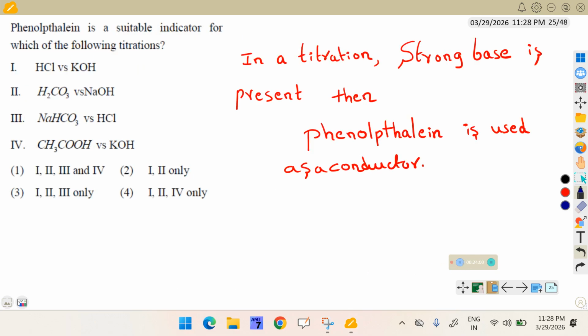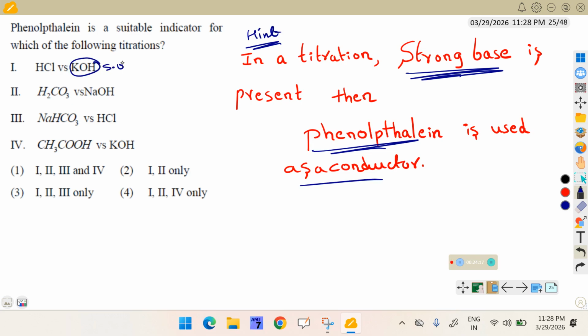Phenolphthalein is a suitable indicator for which of the following titrations? This is the hint: in a titration, if a strong base is present, then phenolphthalein is used as an indicator. Check it. KOH is a strong base. NaOH is a strong base. NaHCO3, no. KOH is a strong base. So 1, 2, 4. Fourth option is the correct option.